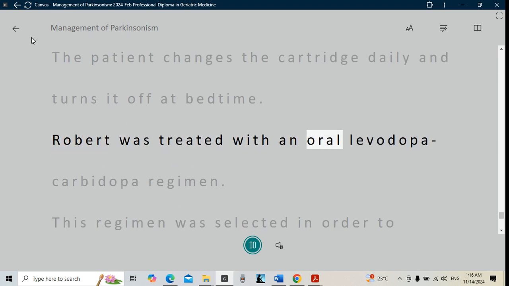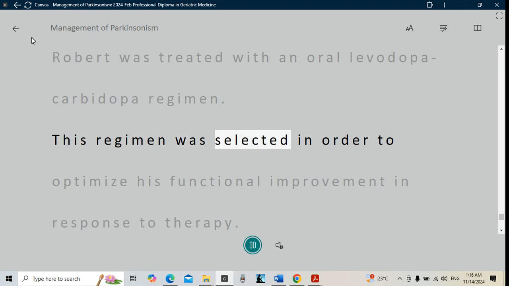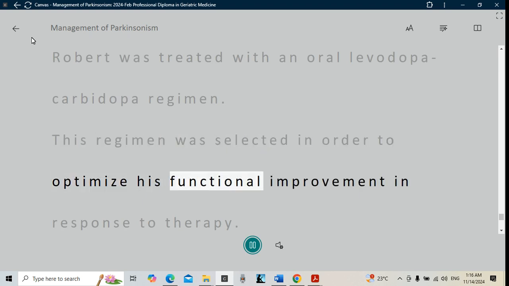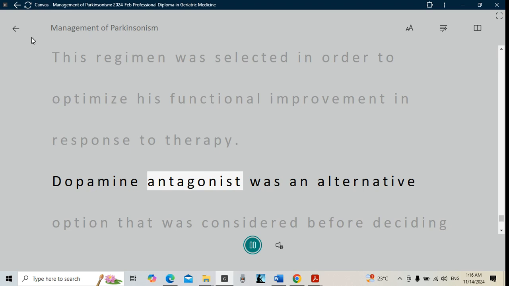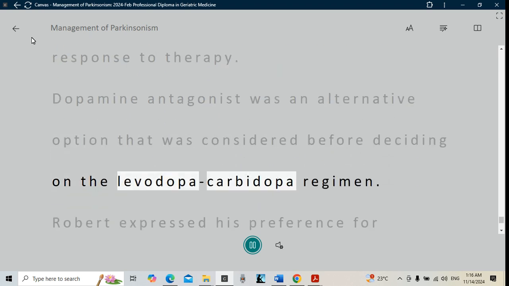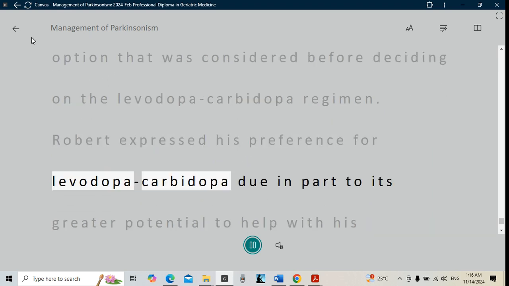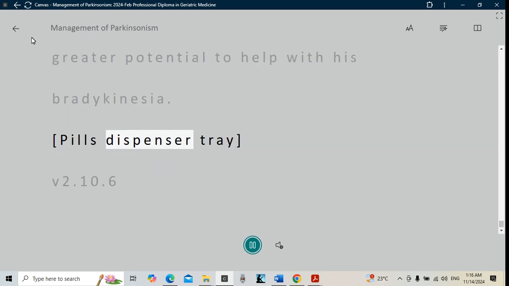Robert was treated with an oral levodopa-carbidopa regimen. This regimen was selected in order to optimize his functional improvement in response to therapy. Dopamine antagonist was an alternative option that was considered before deciding on the levodopa-carbidopa regimen. Robert expressed his preference for levodopa-carbidopa due in part to its greater potential to help with his bradykinesia. Pills dispenser tray. Version 2.10.6.